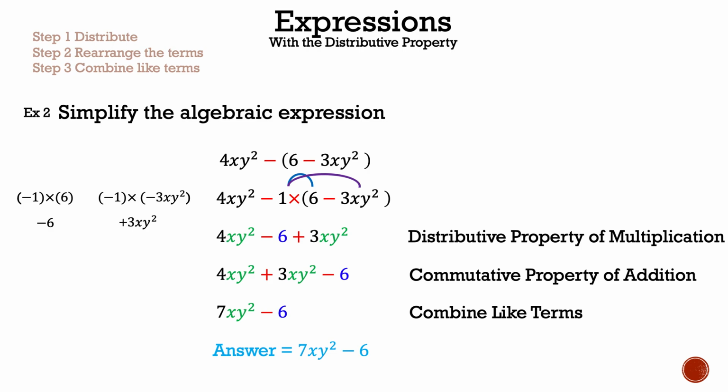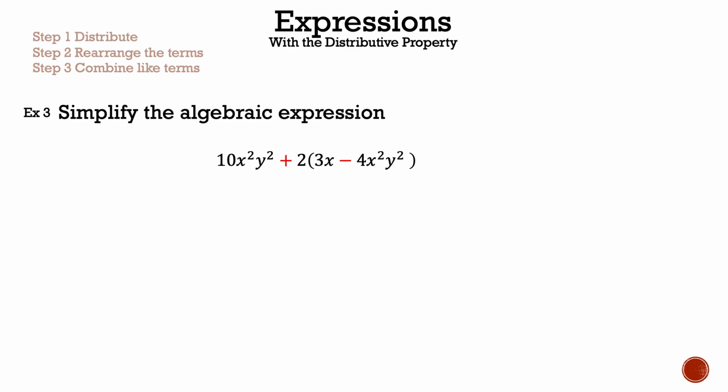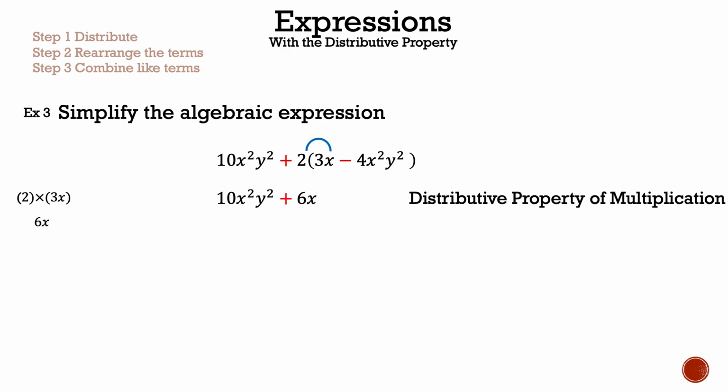Now let's take a look at example 3, where we have 10x squared y squared plus 2 times the parentheses of 3x minus 4x squared y squared. So once again, we need to distribute the number along with the symbol to each term inside the parentheses. And before we get started, let's go ahead and bring down the 10x squared y squared, because we don't have to distribute that to anything. Now let's begin the process of distributing by distributing that positive 2 to the first term, which is positive 3x. So we have 2 times 3x, it gives us 6x.